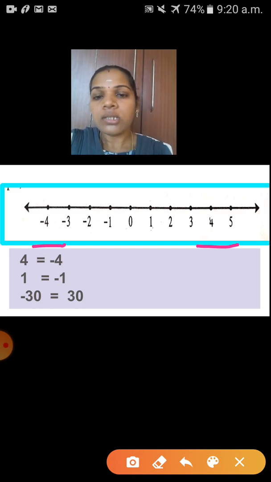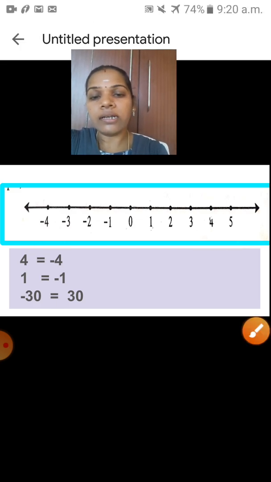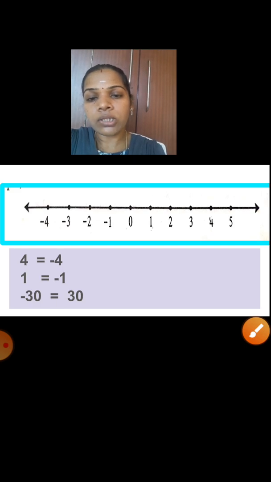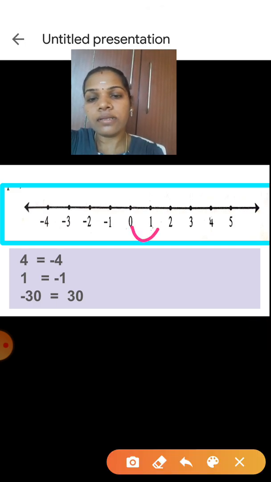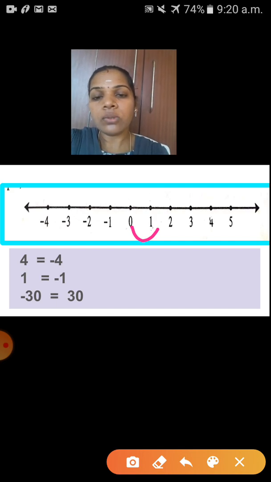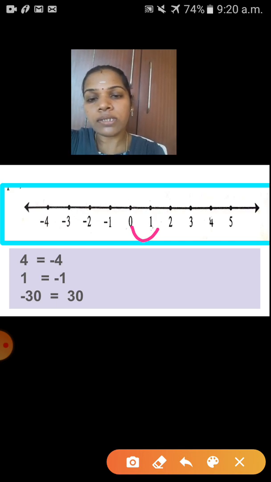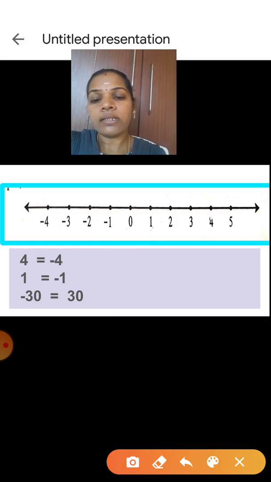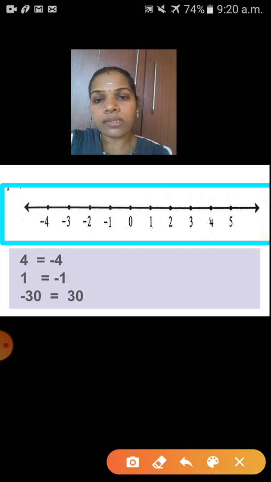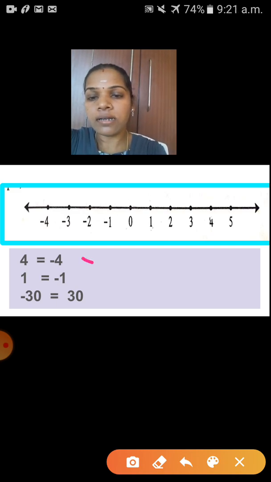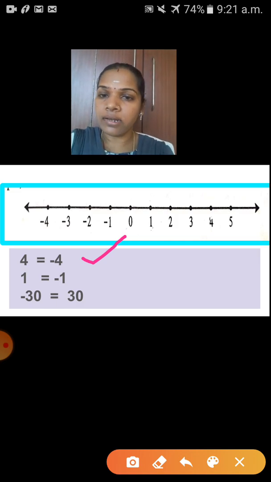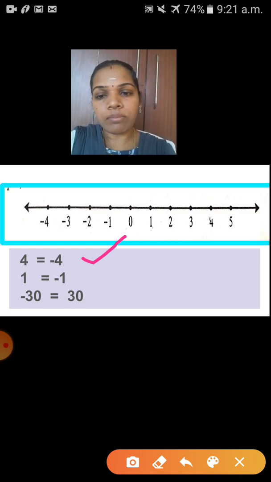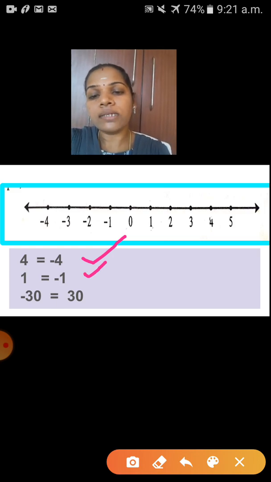Children, did you get it? So here plus 1 and minus 1, that means positive 1 and negative 1. You have to see from 0 this positive number is this much distance. Yes, positive 1. So in the opposite direction you have to see which number is here. Yes, negative 1. So positive 1 and negative 1 are opposite numbers. Already I have given here positive 4 and negative 4; these two numbers are opposite numbers. Positive 1, negative 1, these two numbers are opposite numbers.